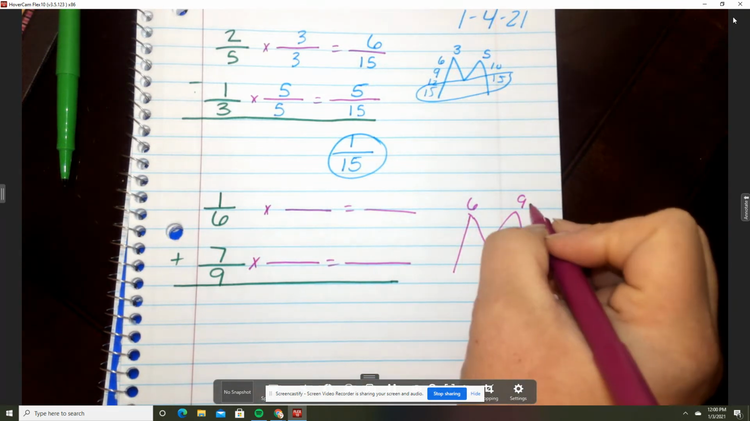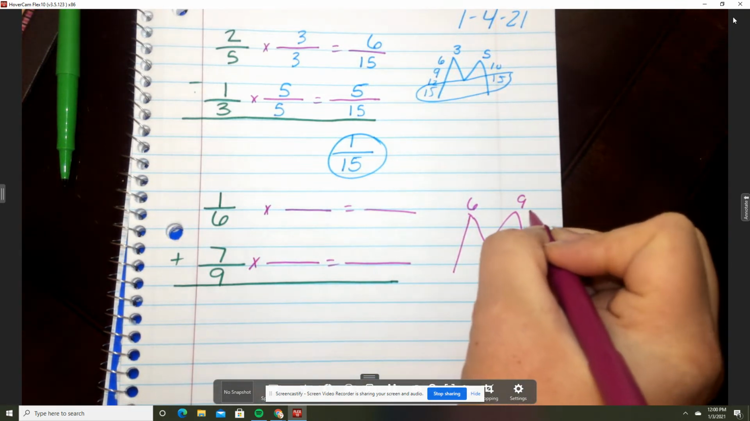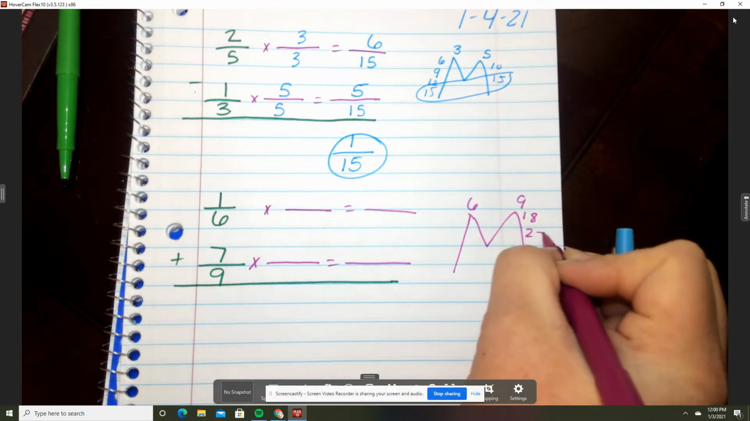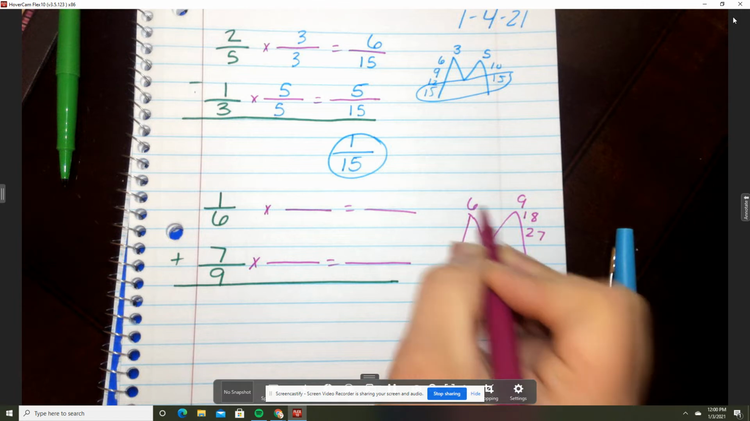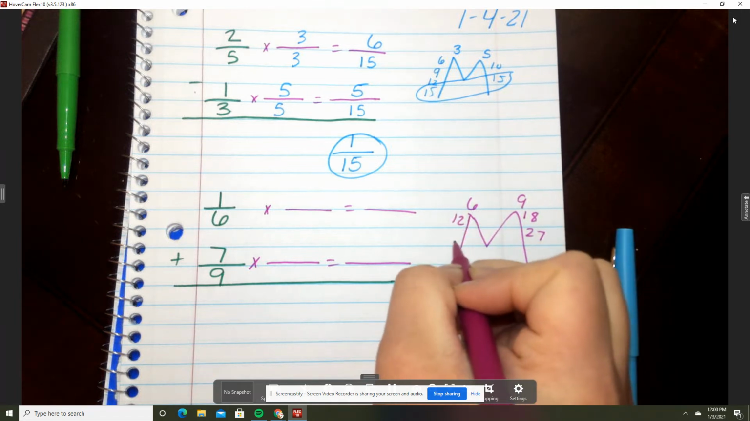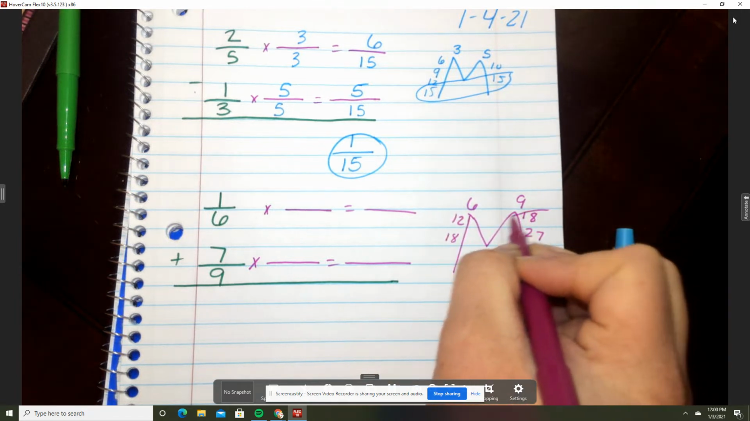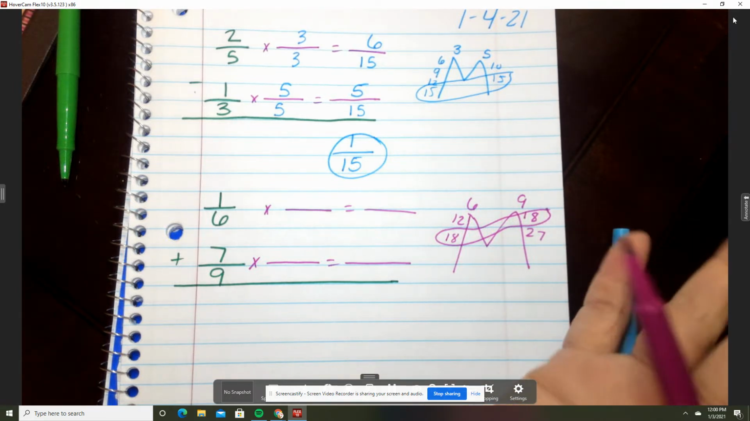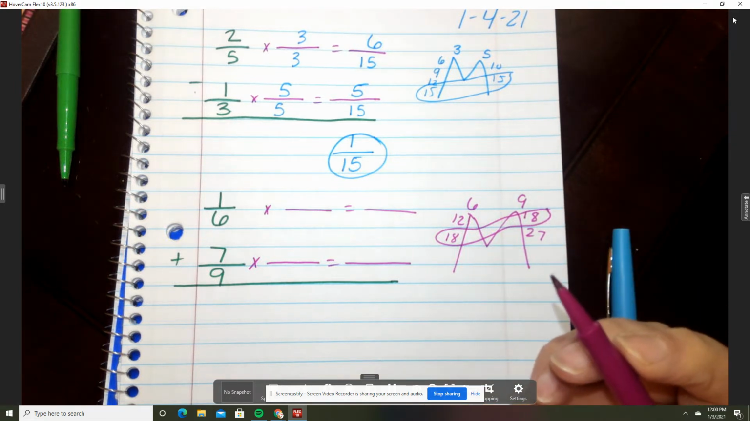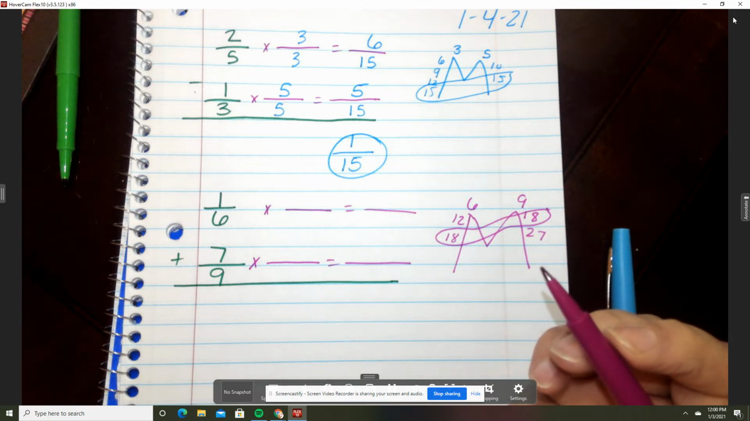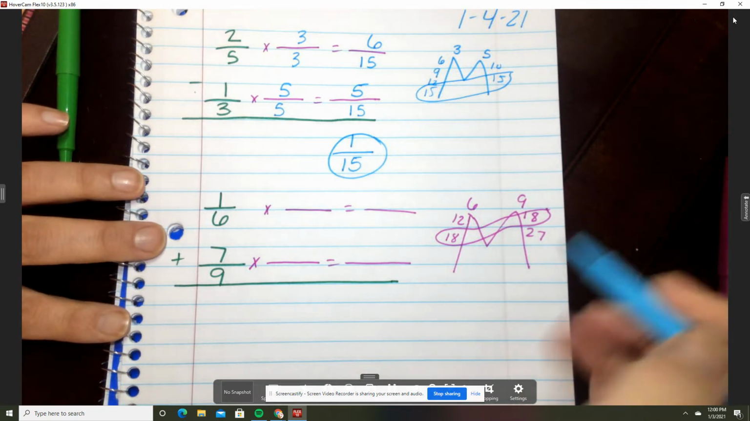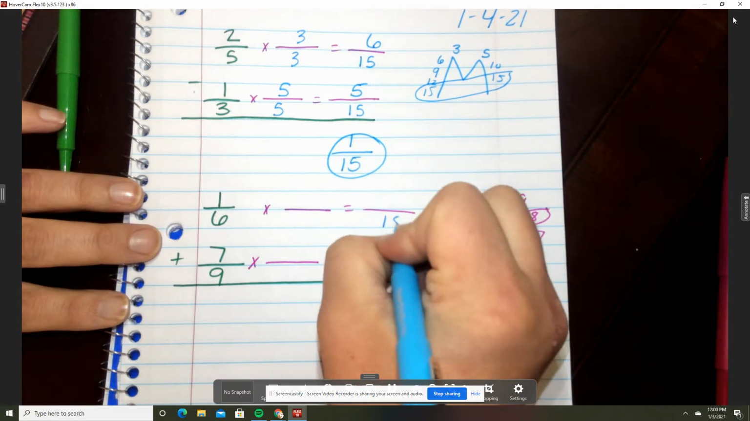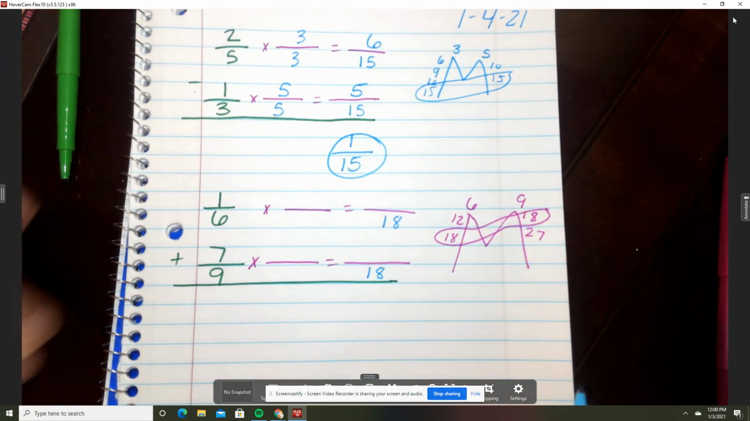All right, so 9 times 1 is 9. 9 times 2 is 18. 9 times 3 is 27. And 6 times 2 is 12. 6 times 3 is 18. So 18 would be the common denominator. If you multiply those together, you would have 54 as your common denominator, and you would just have to reduce a little bit more. So if you do the M, you're just saving yourself from having to reduce. That's it. So we'll put 18 as our common denominator.